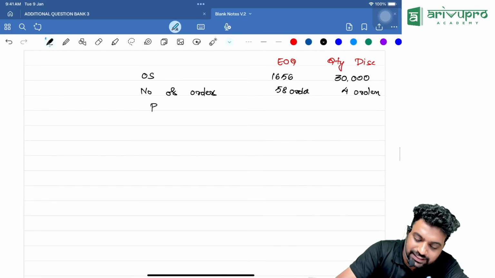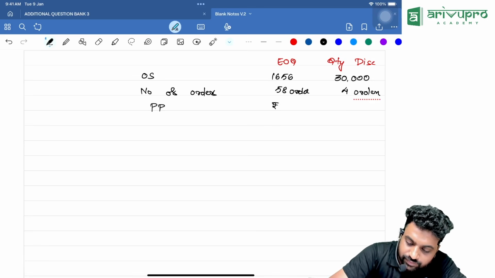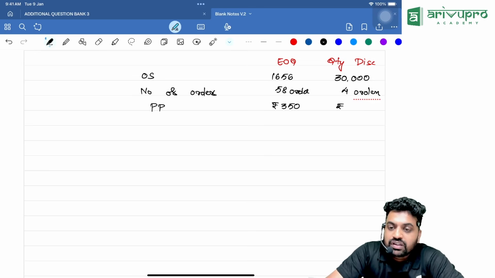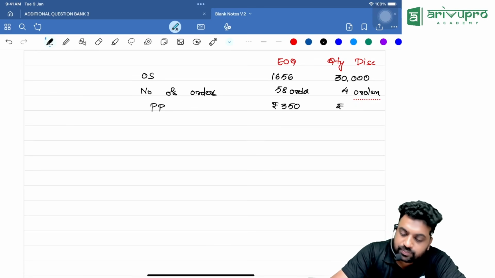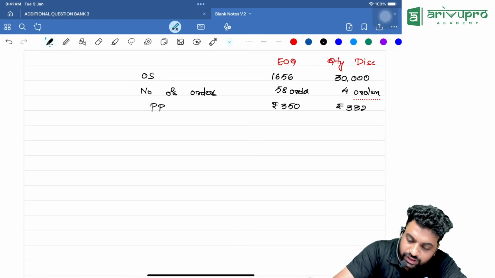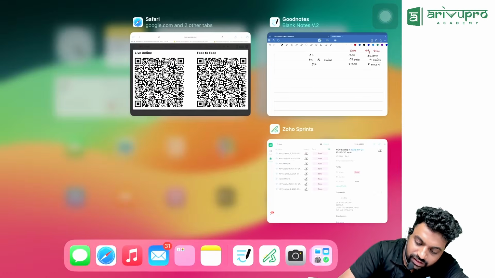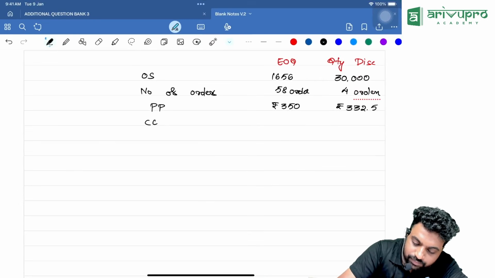Next is purchase price. Right now how much? 350. They are offering us a discount of 5%, so it will come to 332.5.